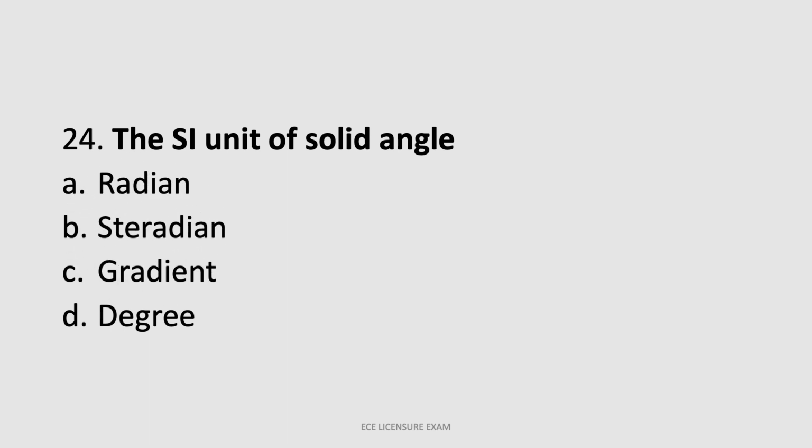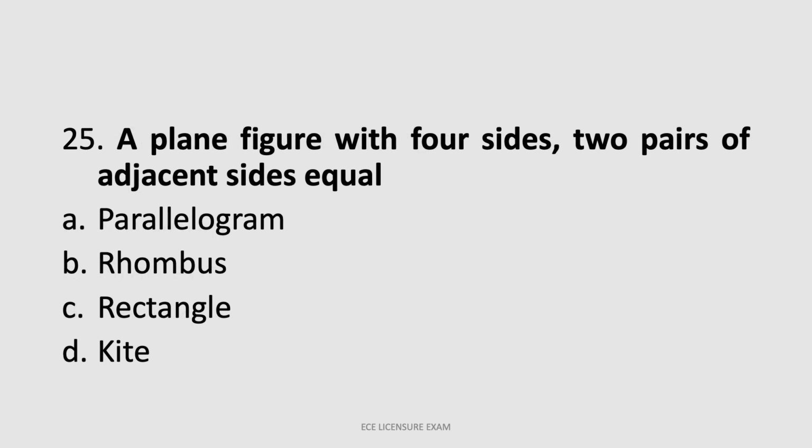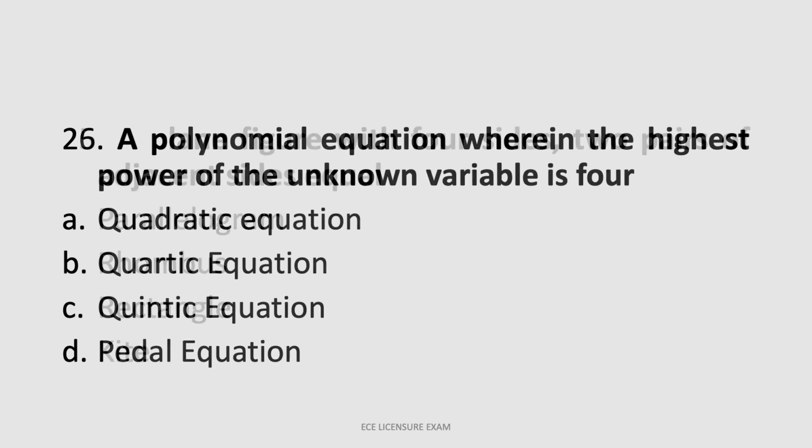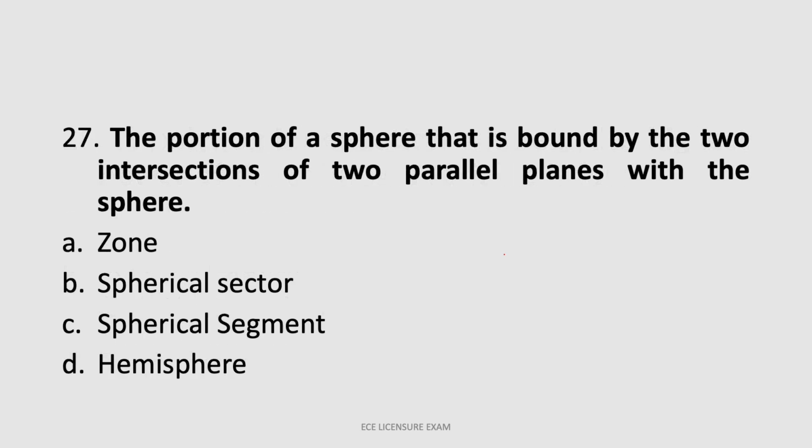Steradian. A plane figure with 4 sides, 2 pairs of adjacent sides equal. Kite. A polynomial equation wherein the highest power of the unknown variable is 4. Quartic equation.